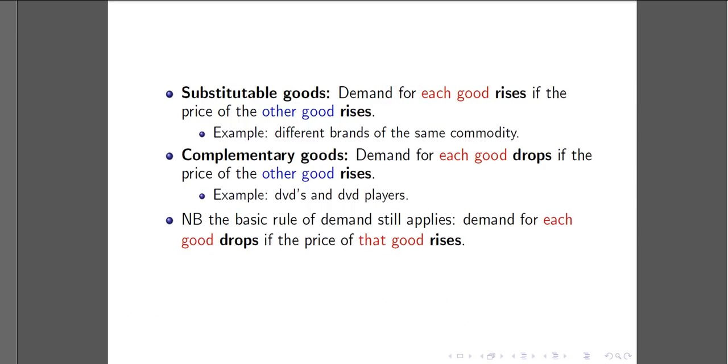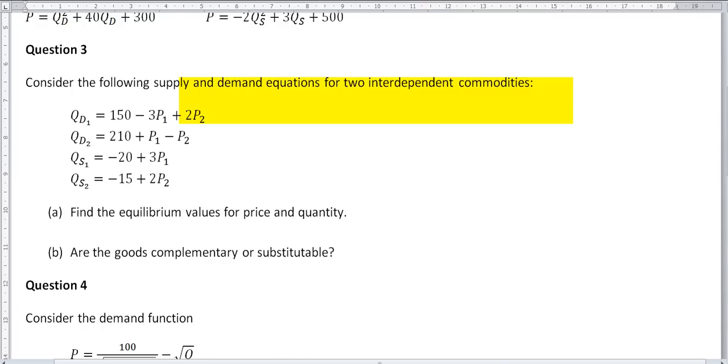Again, just a quick look over at the notes. Substitutable goods is when the demand for each good rises or increases or goes up if the price of the other good rises or increases or goes up. So that's the situation we have in our question.